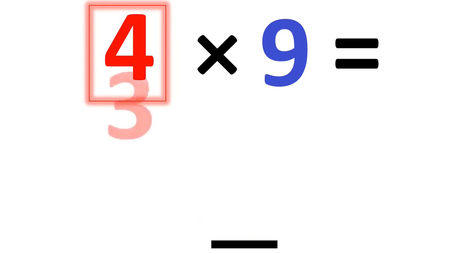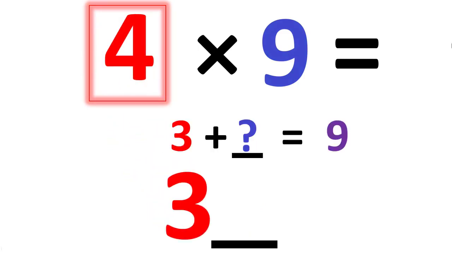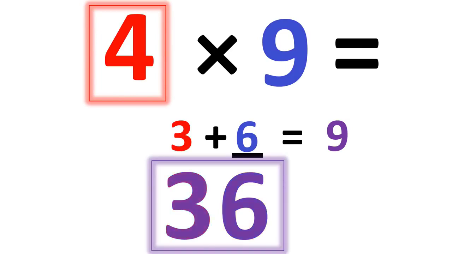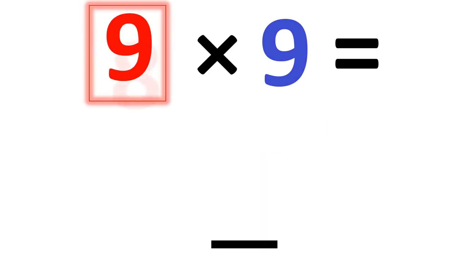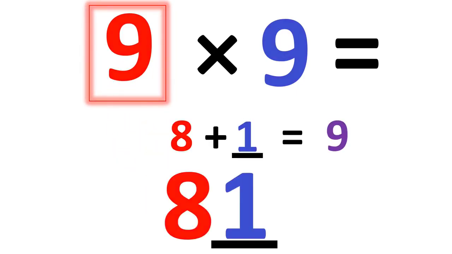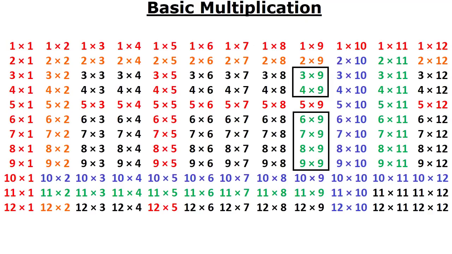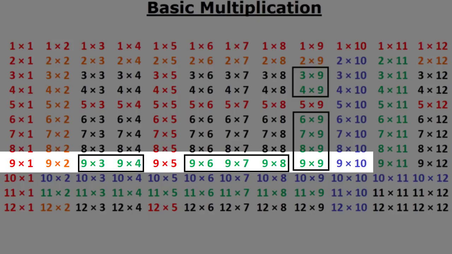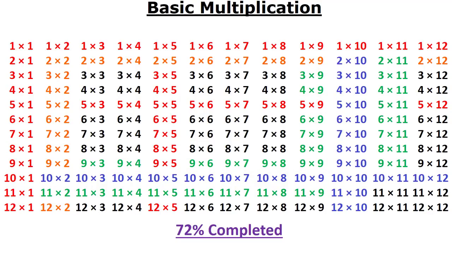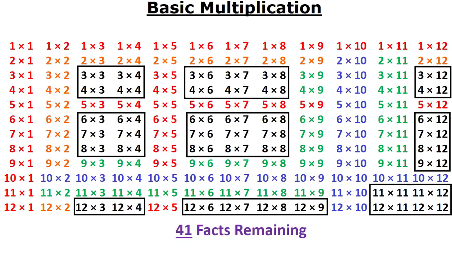4 times 9. 1 less than 4 is 3. 3 plus what number is 9? 6. So your answer is 36. And you can do that all the way up to 9 times 9 to get 81. So now that you know the answer to 2 times 9 to 9 times 9, you also know the reverse. You know 9 times 2 to 9 times 8. So after just learning 6 rules, you now know 103 multiplication facts. That only leaves 41 remaining.